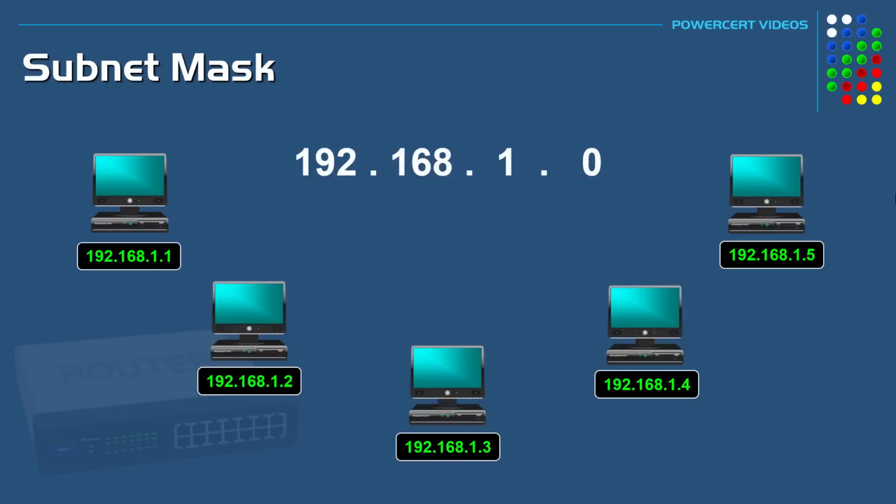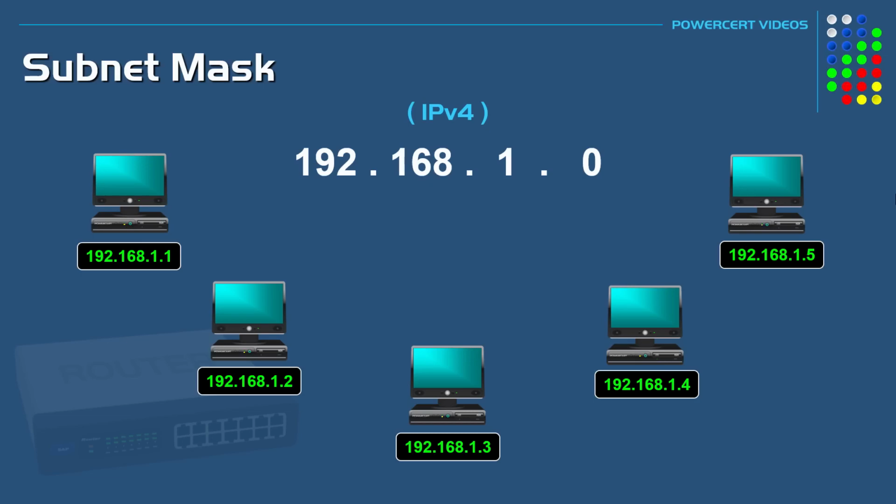And to be specific, I'm talking about an IP version 4 address. An IP version 4 address is a 32-bit numeric address written as 4 numbers separated by periods. Each group of numbers that are separated by periods is called an octet. The number range in each octet is from 0 to 255.